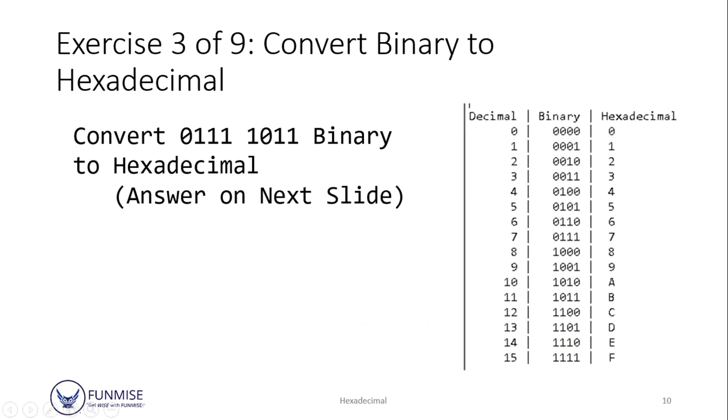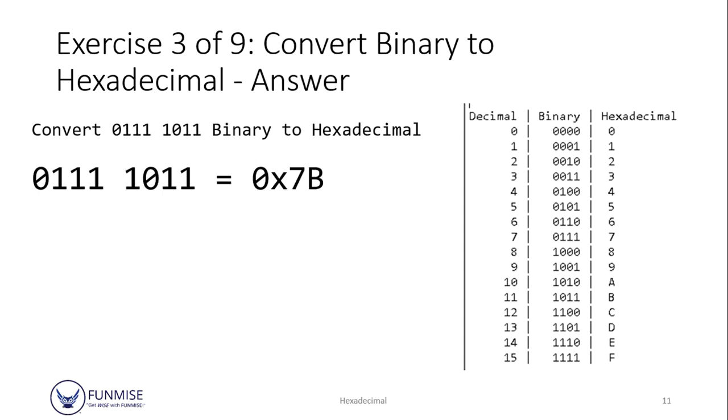Perfect. So now to exercise 3 of 9. We're going to convert binary to hexadecimal. In this exercise, convert binary number 01111011 to hexadecimal. Again, reference this chart, and we will reveal the answer in the next slide.